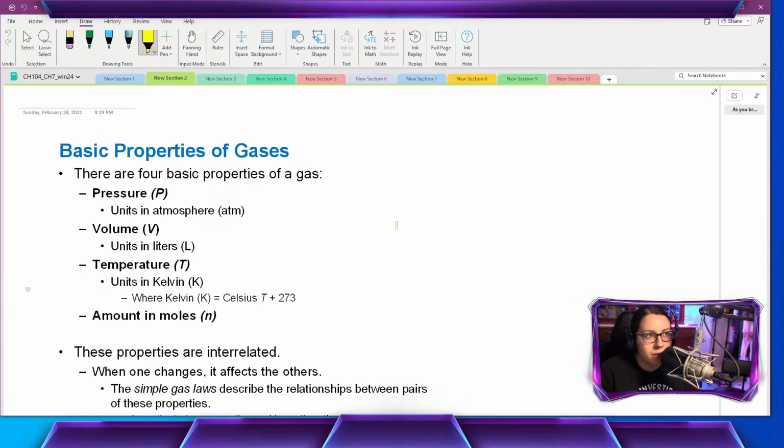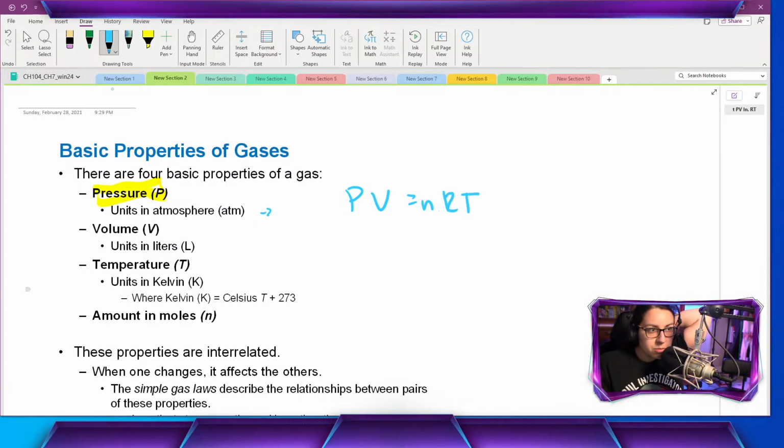And so these are what we call our basic properties of a gas, or how we can characterize our gas. A gas is always going to have a pressure. So what pressure is your gas in? When it says units here, this is going to be the unit for our typical gas law equation, PV equals nRT, that we're going to be discussing. And I'll point out when the units matter and don't matter.